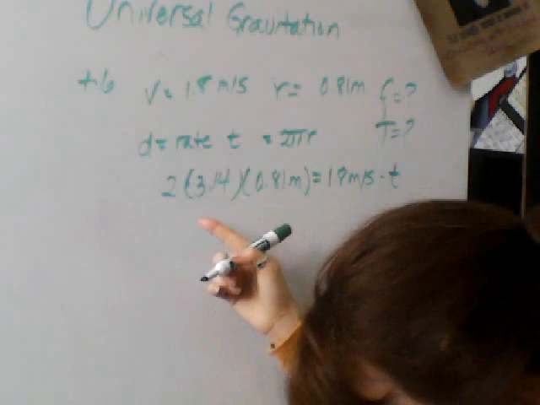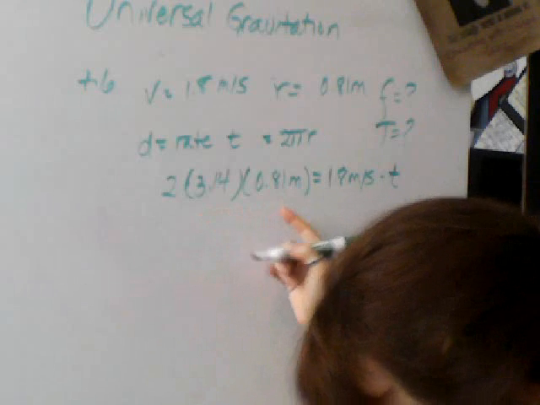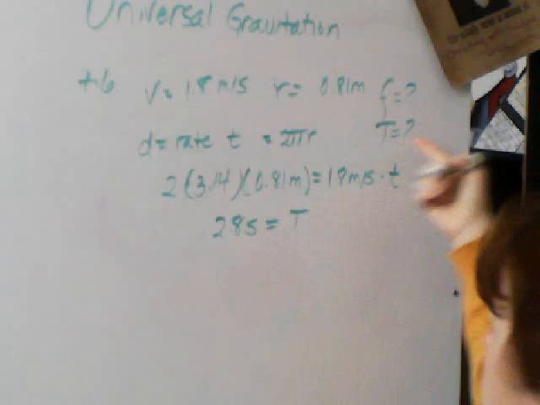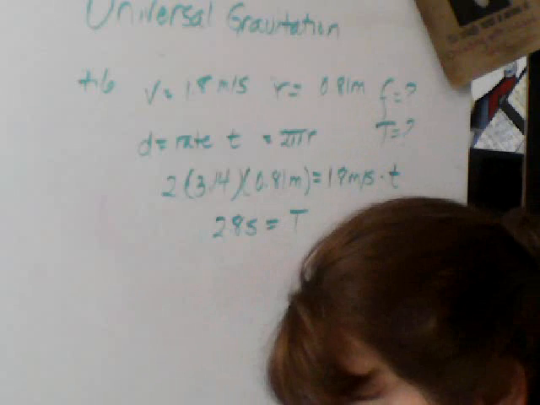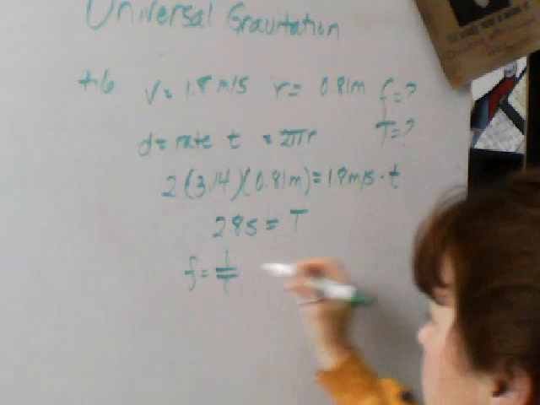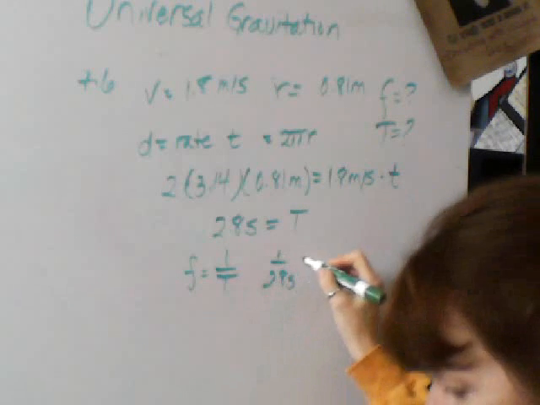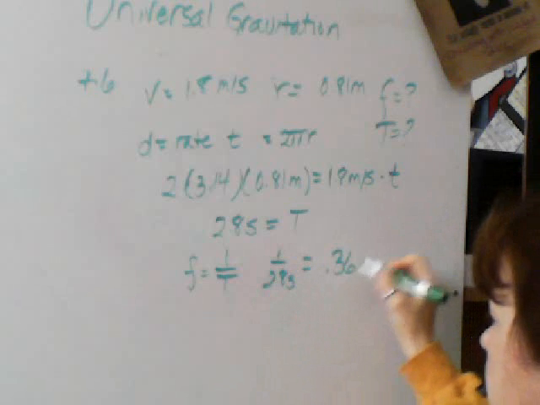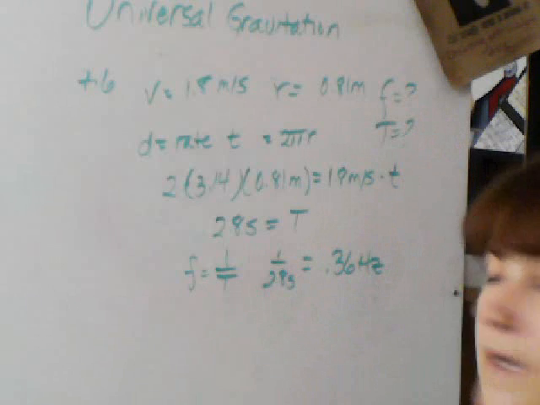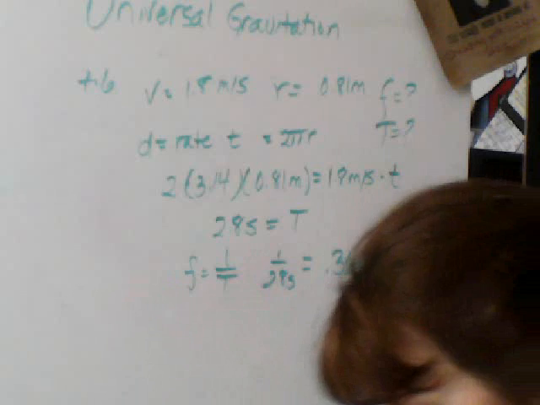So doing the math, we put that together and we come up with 2.8 seconds equals our period. So that's the answer to that question. And we know that frequency equals 1 over time, and so 1 over 2.8 seconds equals 0.36 hertz, which is our frequency. It goes around the track 0.36 times every second.